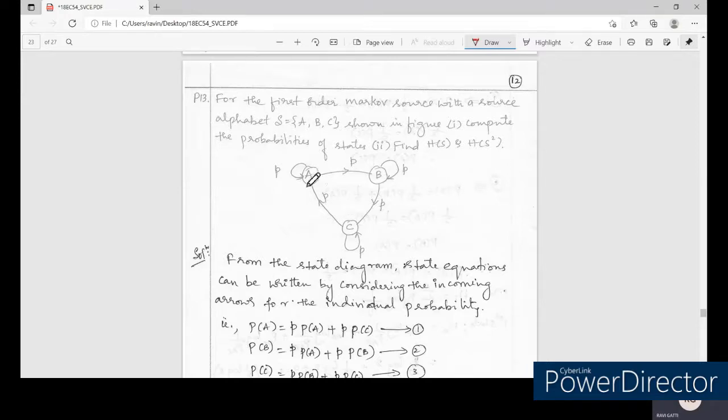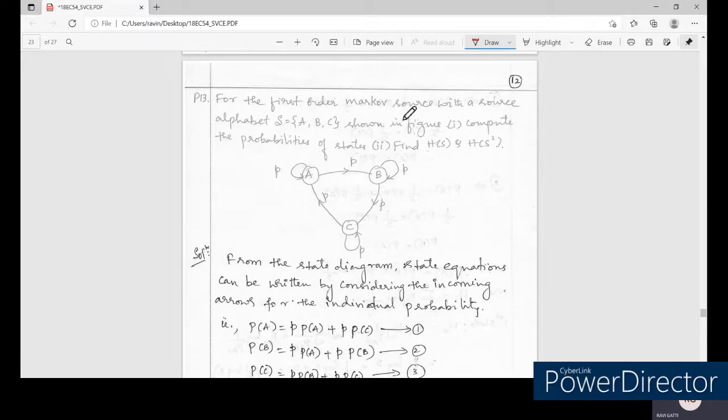Here they have given you the state transition diagram, and for this state transition diagram, they asked you to find out H(S) and H(S squared). Since it is a dependent source, it is necessary for us to find out the initial state probability of all the states, whether it is in state A, state B, or state C. So let us read out the problem statement once again.